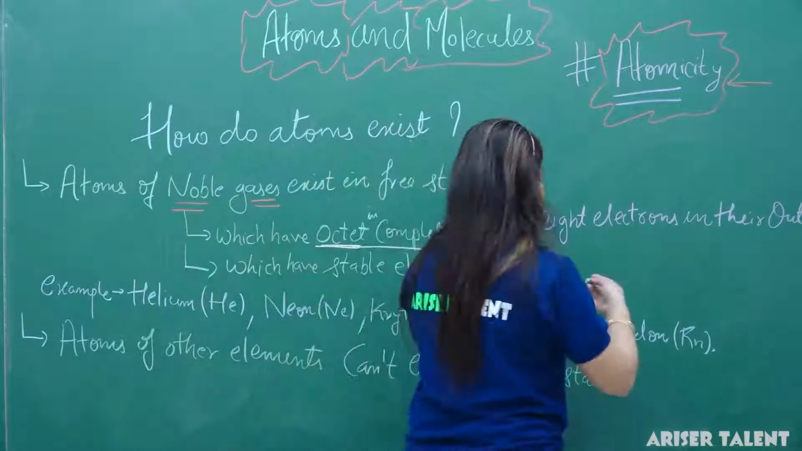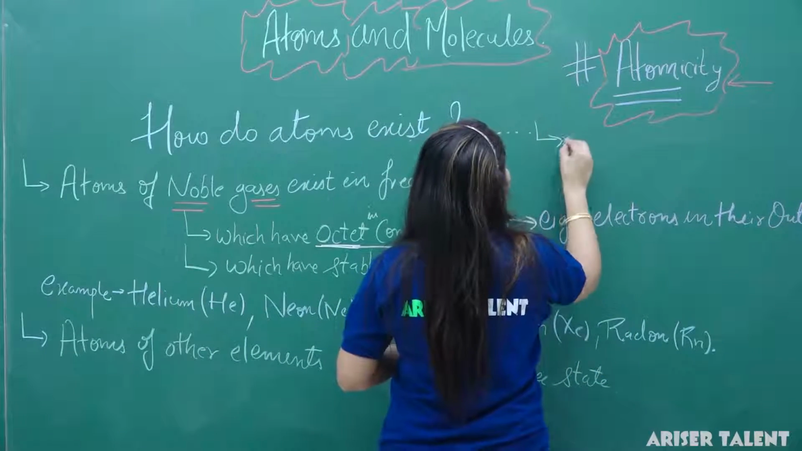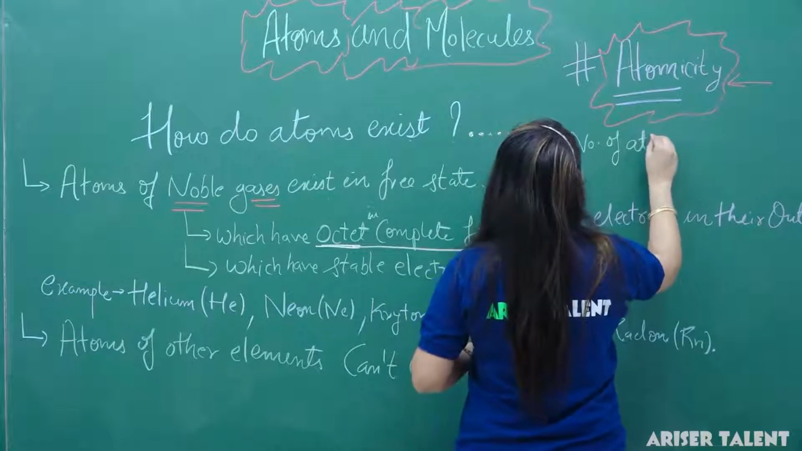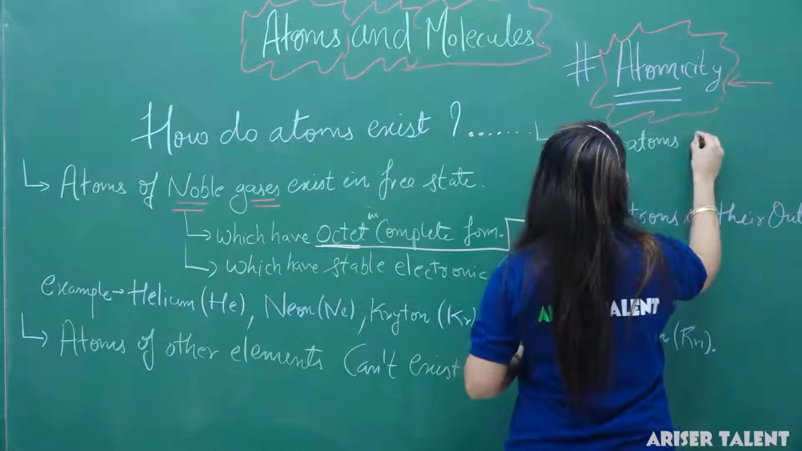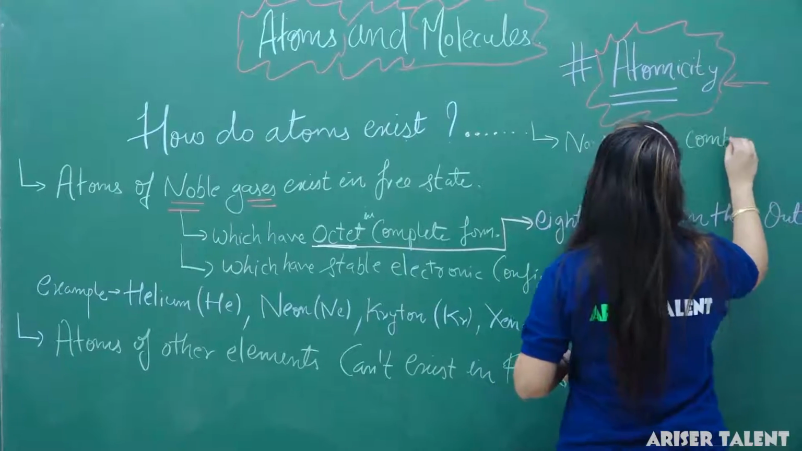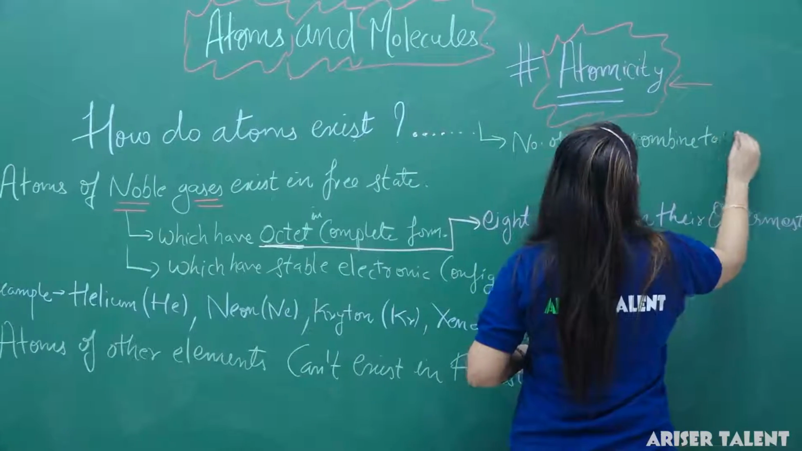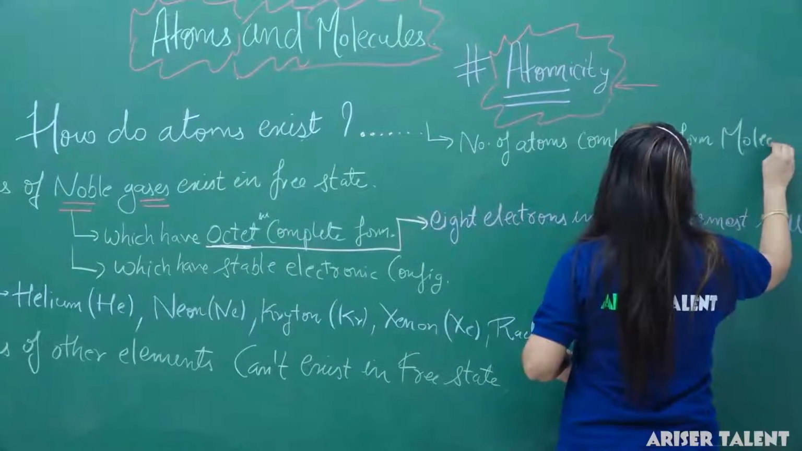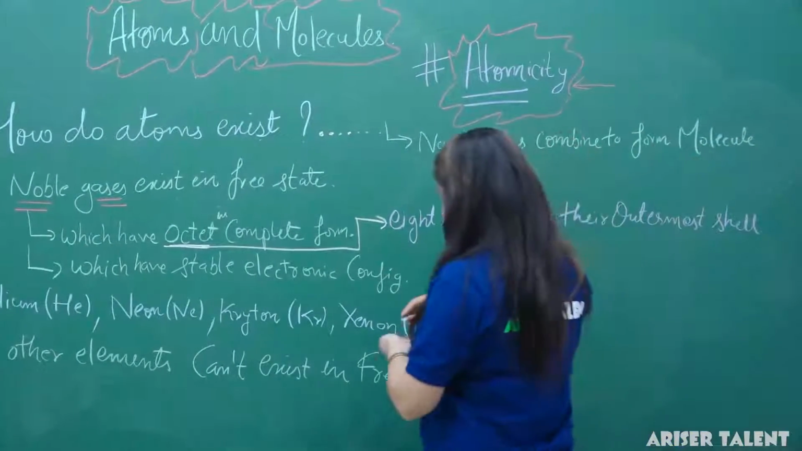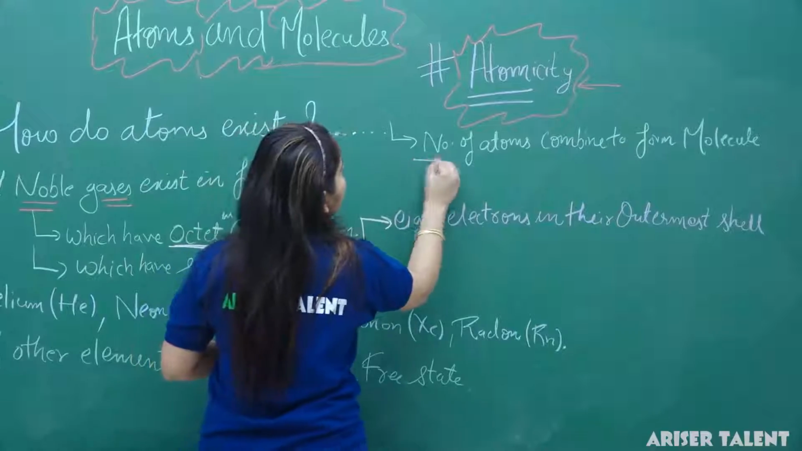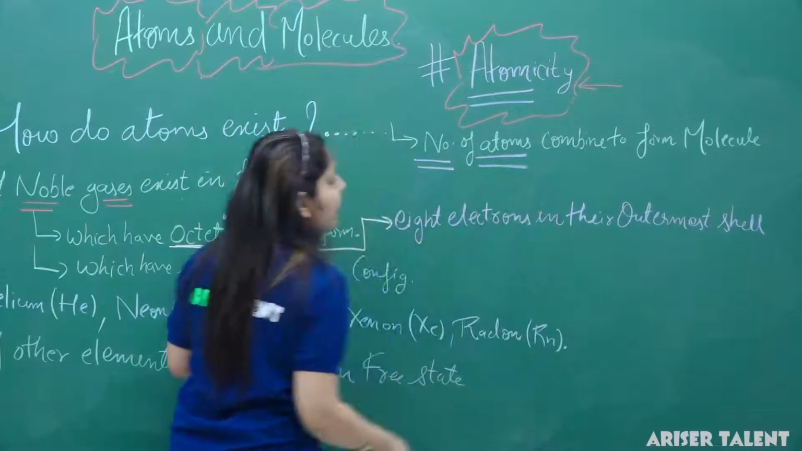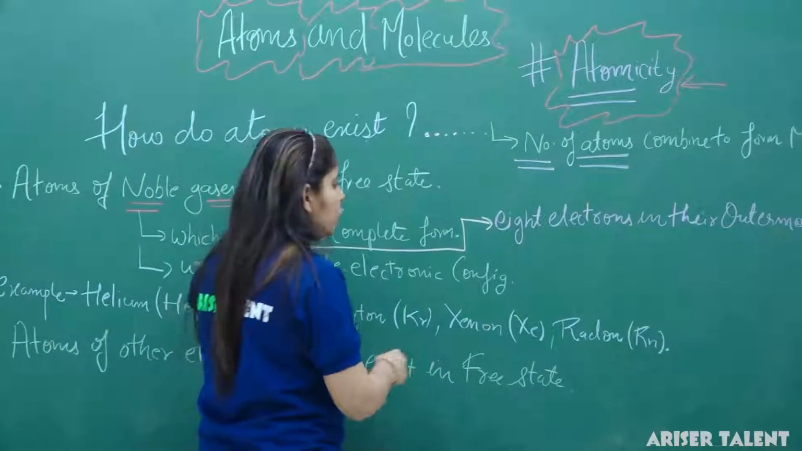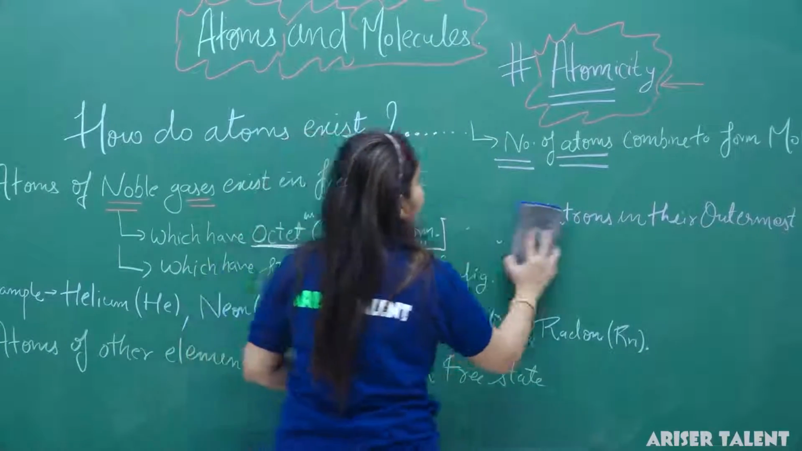So what actually is atomicity? The number of atoms combined to form a molecule. So it is actually the number of atoms present in any type of element. So what are the actual examples showing the atomicity of an element?